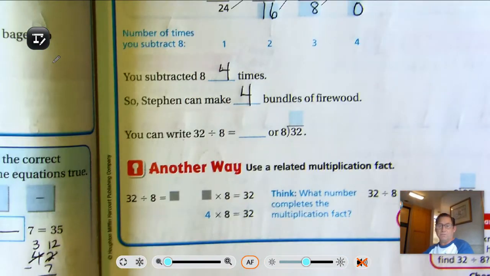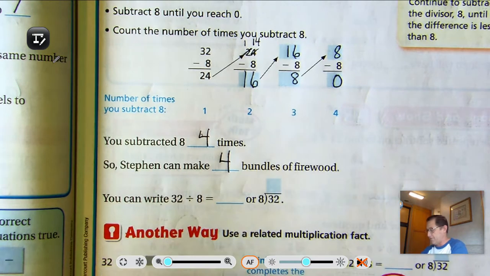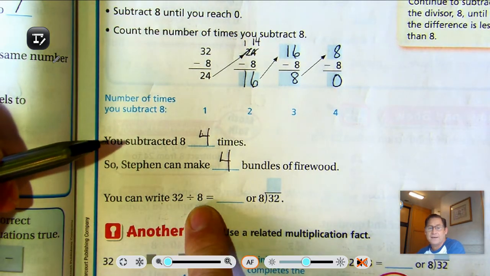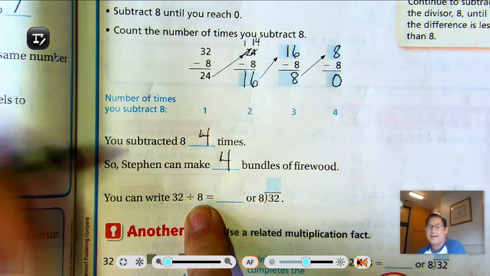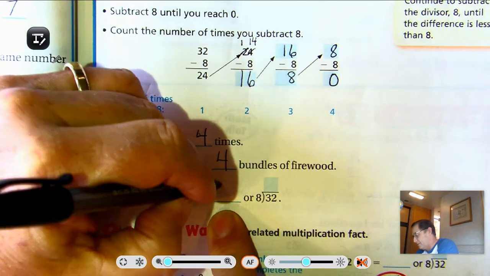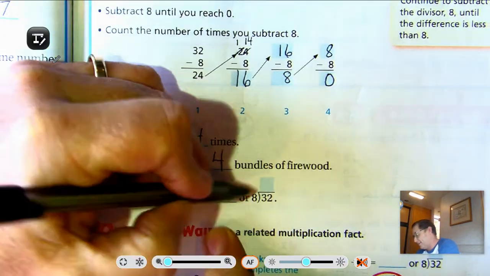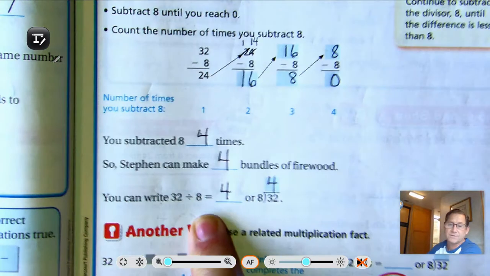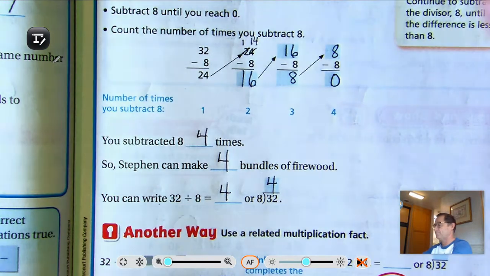And that division problem that we were solving, he had 32 logs total. He's going to put them in groups of 8. How many groups does he have? He has 4 groups of 8. So 32 divided by 8 equals 4.